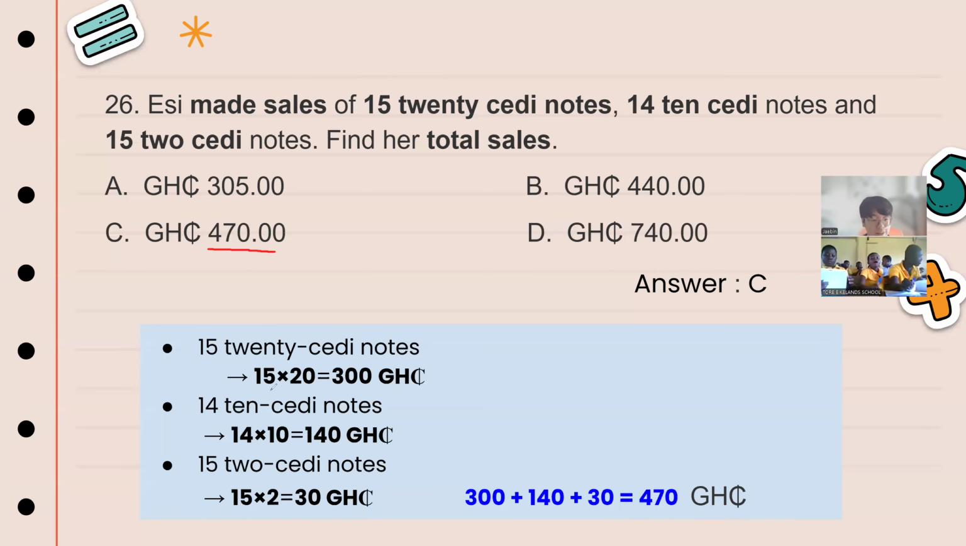We add all these values together. So we have 15 20 cedi notes, 15 times 20, which is 300 cedis, 14 10 cedi notes, so that is 14 times 10, which is 140, 15 2 cedi notes, 15 times 2 is 30, and 300 plus 140 plus 30 is 470 cedis. So that's why the answer is C.